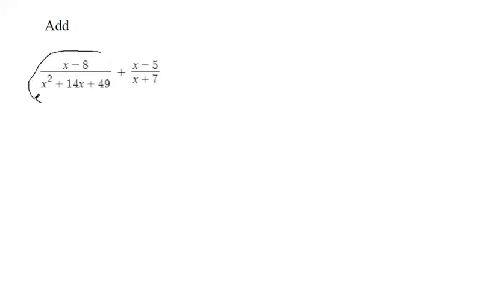To add these two rational expressions, we need, just like what we always need with fractions, common denominators. And so this is actually a trinomial that can be factored, right? We want to factor this by finding two numbers that multiply to be 49, but add up to be 14. Okay, so you're trying to think of two numbers that multiply to be 49 and add up to be 14.